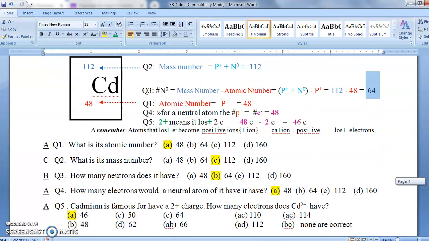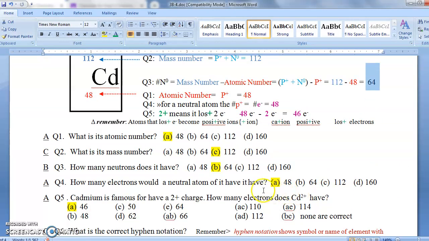Question number 4. How many electrons would a neutral atom have? For an atom to be neutral, the positives must equal the negatives. So if it has 48 protons, it has to have 48 electrons.